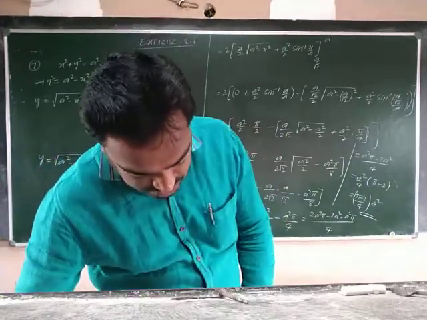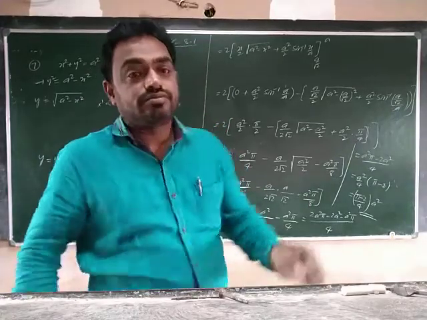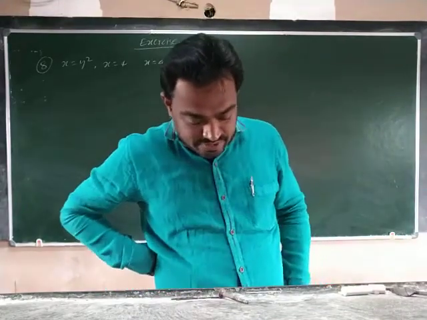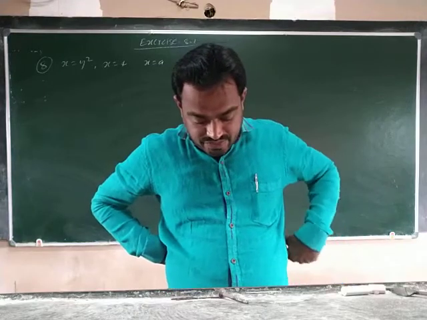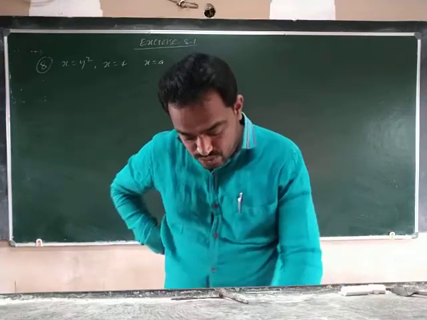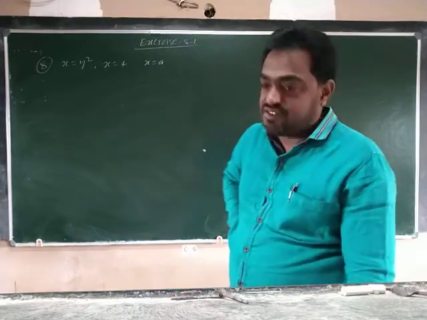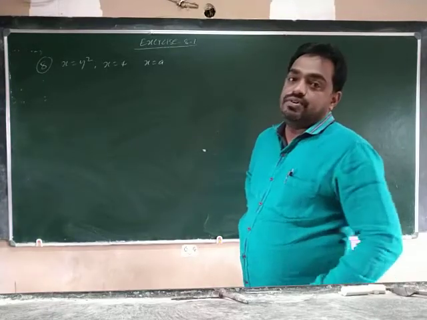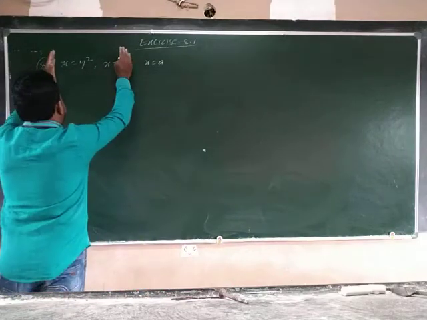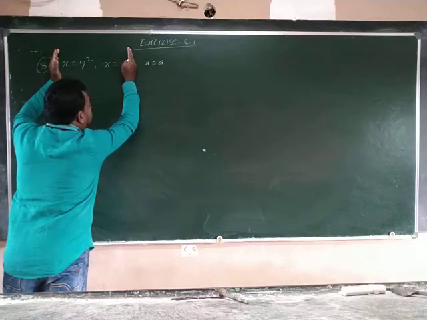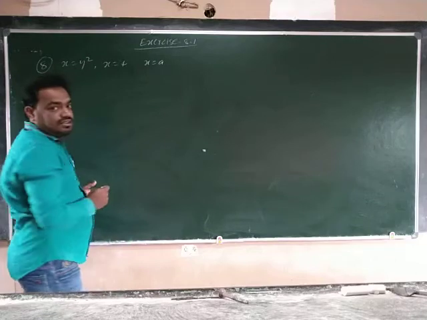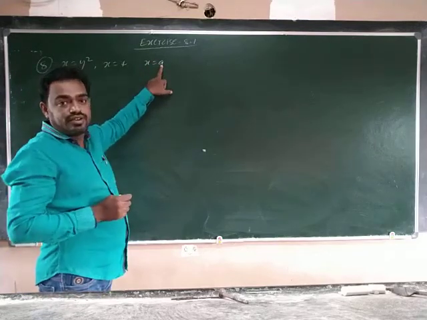Now question number 8. Next, the 8th question. The area between x equal to y square and x equal to 4 is divided into 2 equal parts by the line x equal to a. Find the value of a. Understood? The area between x equal to y square and x equal to 4, this area is divided by this line into 2 equal parts. So we are finding the value of a.